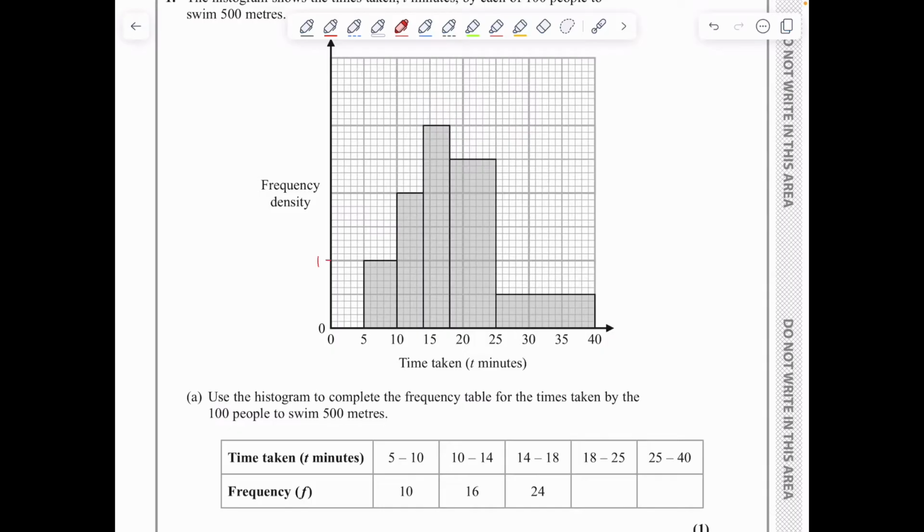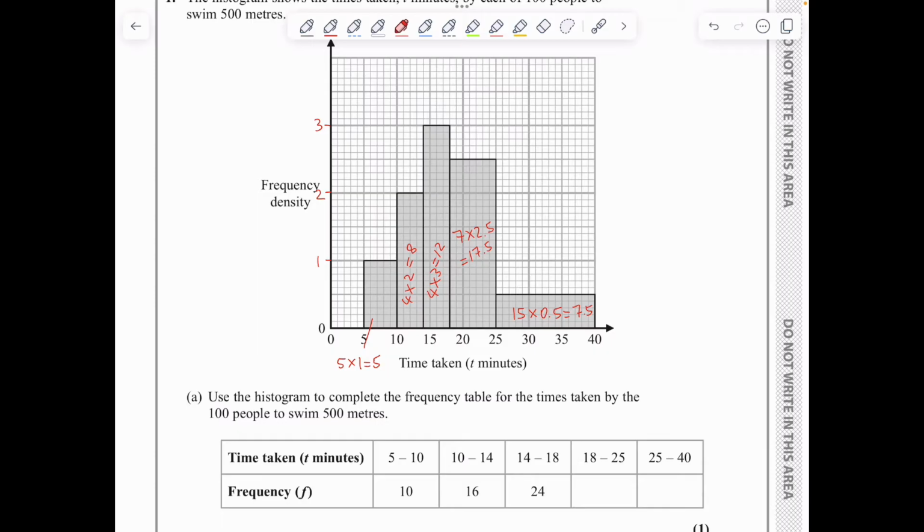So maybe this is 1, this is 2, this is 3. And I will calculate the corresponding area for each of the shaded bars. The first one over here has a width of 5 and a height of 1, so its area is 5 times 1, which is 5. The next one has a width of 4 times a height of 2, which is 8. Then it's 4 times 3, which is 12. Then it's 7 times 2.5, which is 17.5. And the last one has a width of 15 times 0.5, which gives an answer of 7.5.